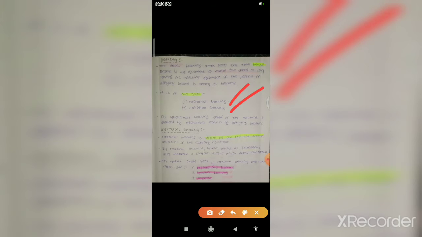Now we will discuss braking. The term braking comes from the term brake. A brake is equipment to reduce the speed of any moving or rotating equipment. So the process of applying a brake is known as braking. There are mainly two types of braking: one is mechanical braking, another is electrical braking.